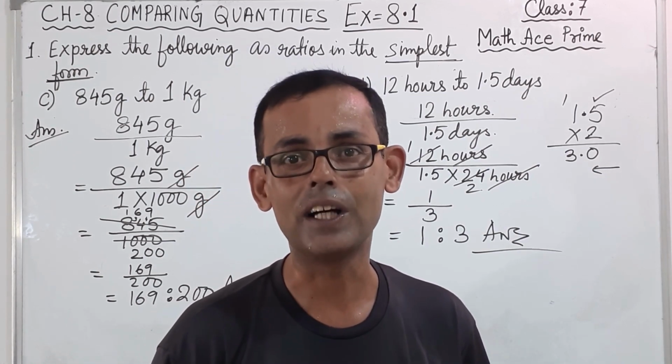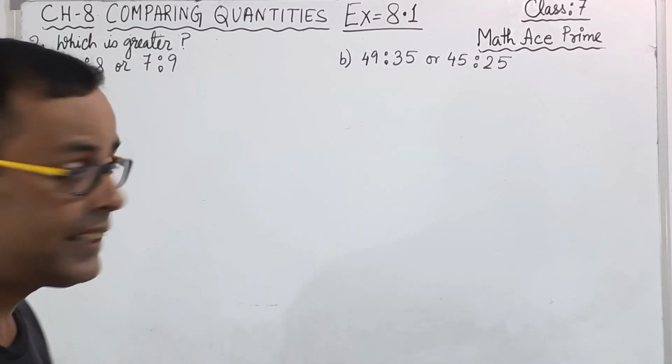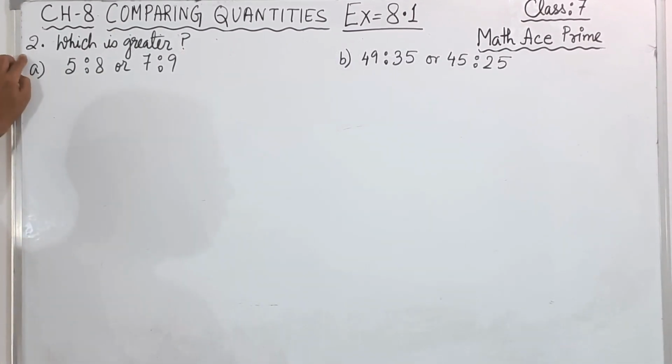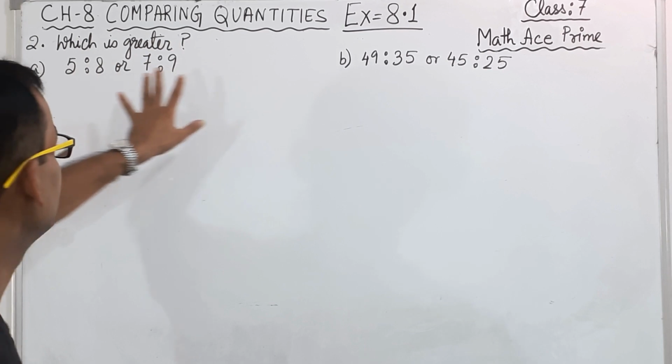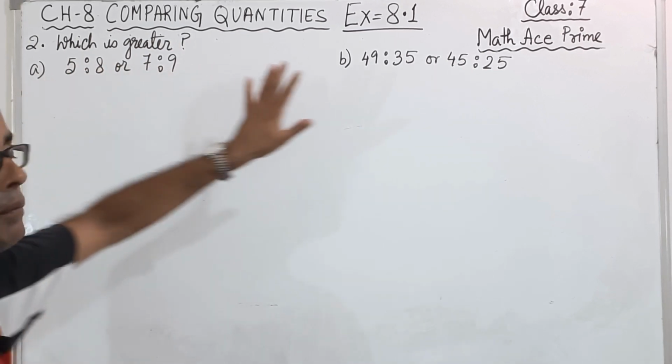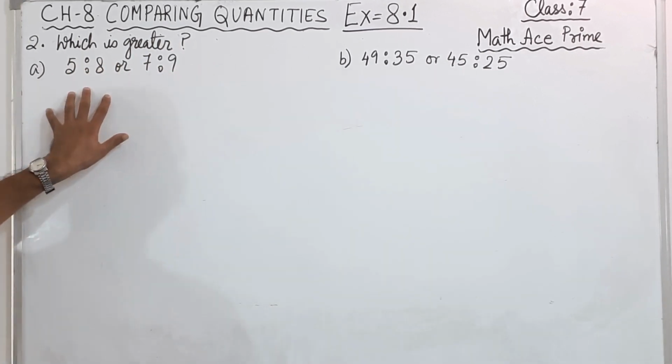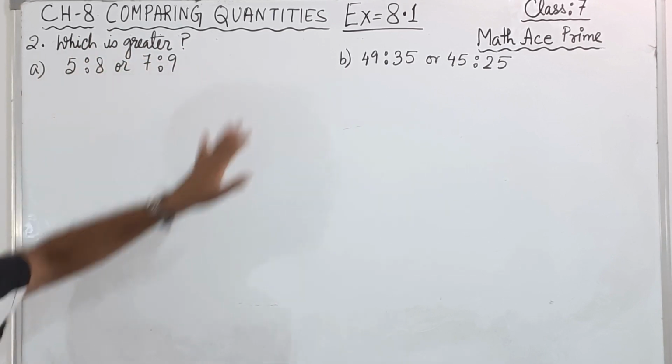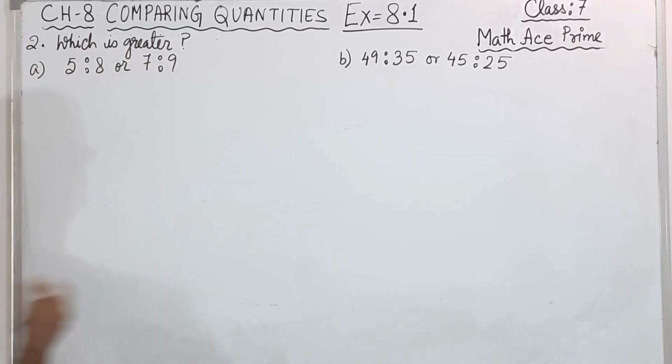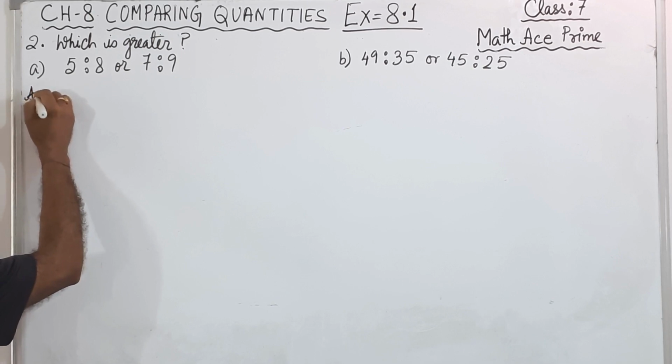Now we will move on to the next question. Now let us see what they are telling in question number 2. Which is greater? They are telling there is some number A, some number B. So let us see some number A, which is greater.